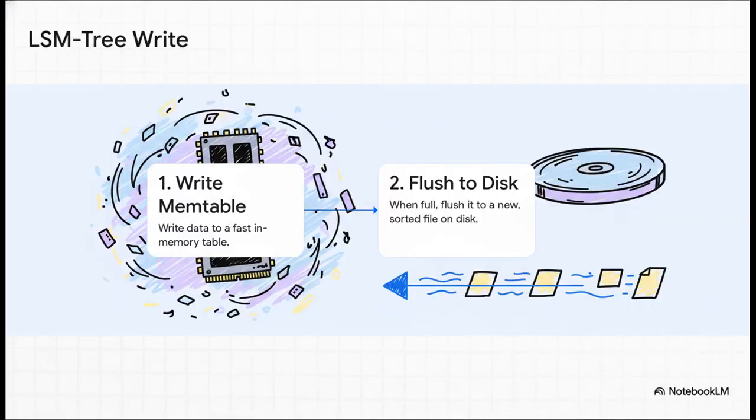So, a write becomes this super simple two-step dance. First, the data gets written into a sorted table in super fast memory. We call it a memtable. Then, once that memtable gets full, the whole thing gets flushed down to a brand new permanent file on disk. It's all fast, sequential writing, exactly what disks are good at.